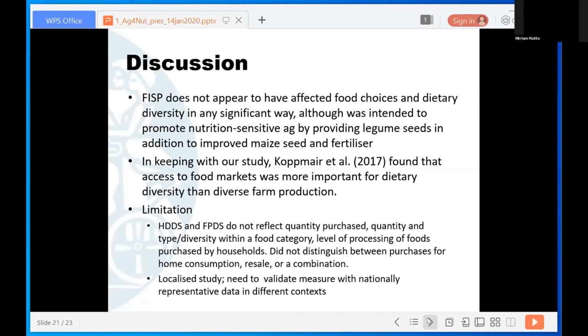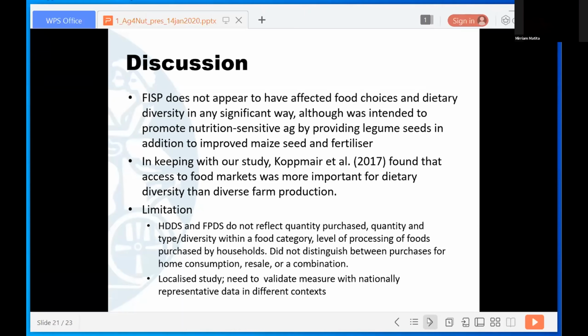And the study results should be taken with caution because this is a localized study in two districts in Malawi. And what we are encouraging other people to do is to validate this measure that we are proposing with nationally representative data in different contexts. Next.